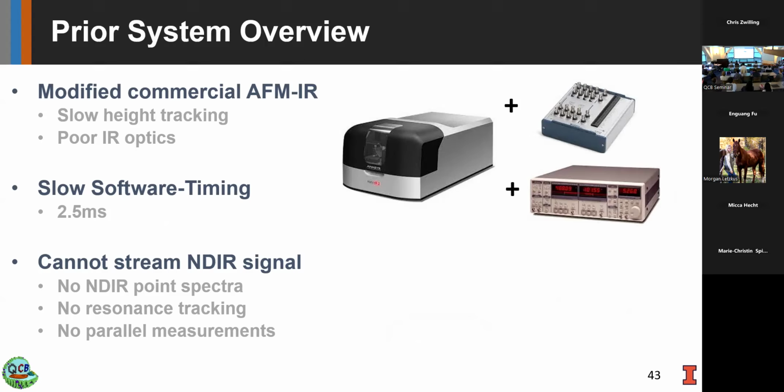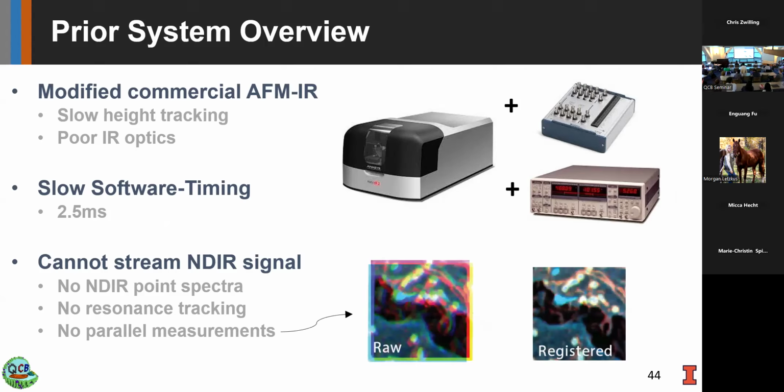And then obviously there are other limitations, such that it's very limited in its capabilities. We can't track resonance. The current configuration is configured only for imaging, so we can't go to single spots and take point spectra, which would be really nice. And we can't measure things in parallel, which goes back to the first question of this talk, which was how well do the images get registered?